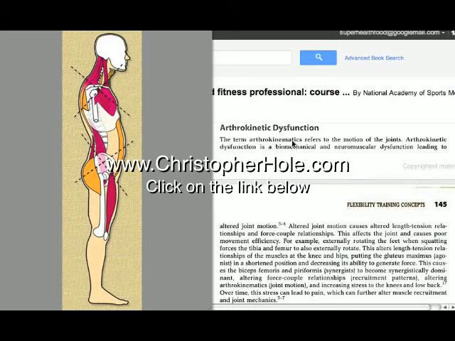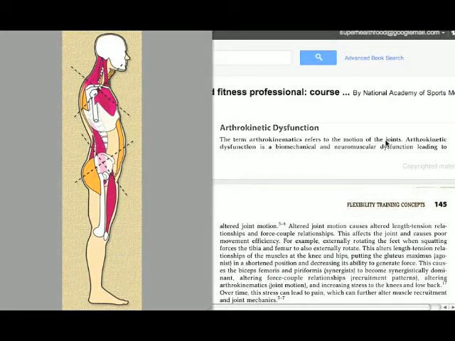So the term arthrokinematics refers to the motion of the joints. So arthrokinetic dysfunction is a biomechanical or neuromuscular dysfunction leading to altered joint motion. Altered joint motion causes altered length tension relationships and force couple relationships. Again, don't worry too much about that. This affects the joint and causes poor movement efficiency. So what it's basically saying is this term, arthrokinetic dysfunction, alters joint motion and causes poor movement efficiency.